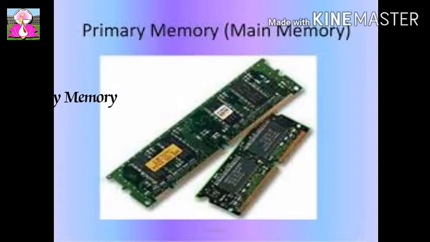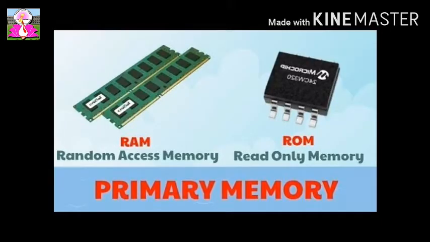Primary memory is also known as the main memory of a computer. It is the inbuilt memory that is inside the CPU. It stores data or instructions currently used by the computer. The minimum size of primary memory is 256 MB. It is subdivided into ROM and RAM.